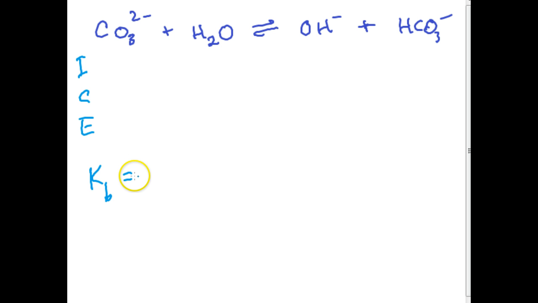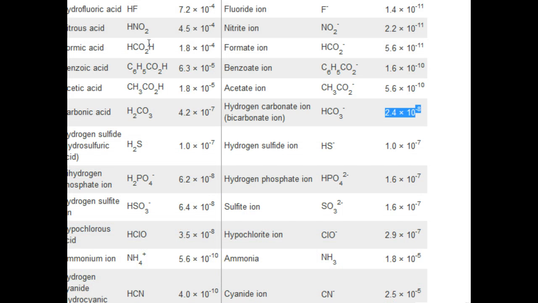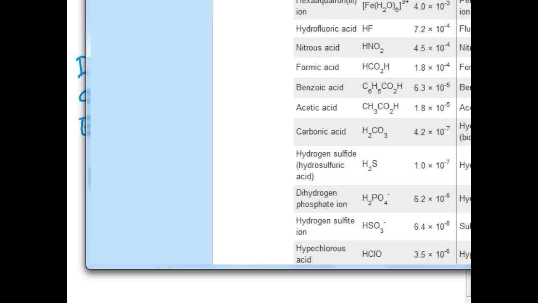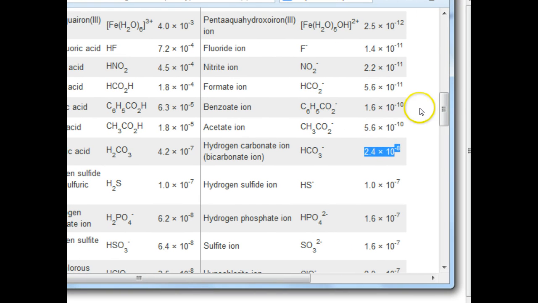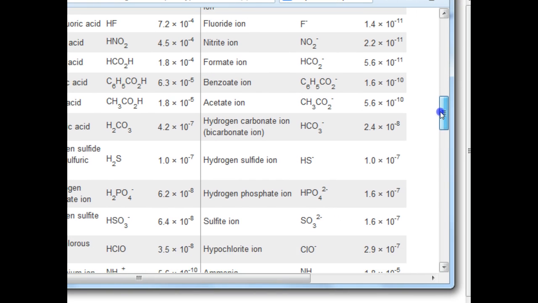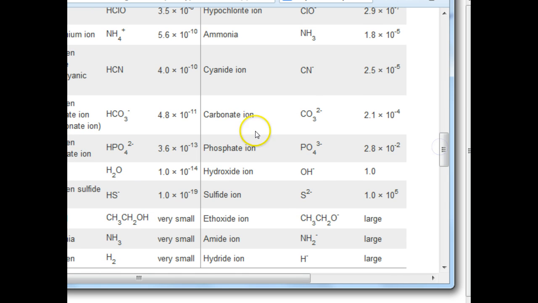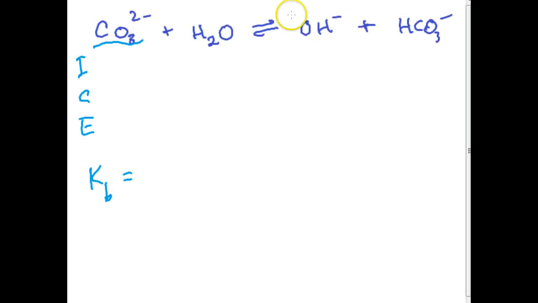Okay, so what is the Kb for CO3 2 minus as a weak base? You could look it up someplace in your book, but I looked it up someplace online, and I found it over here. Not that one, that's the hydrogen carbonate ion. Here it is, carbonate ion, right here. It's 2.1 times 10 to the minus 4. Okay, so this is 2.1 times 10 to the minus 4.